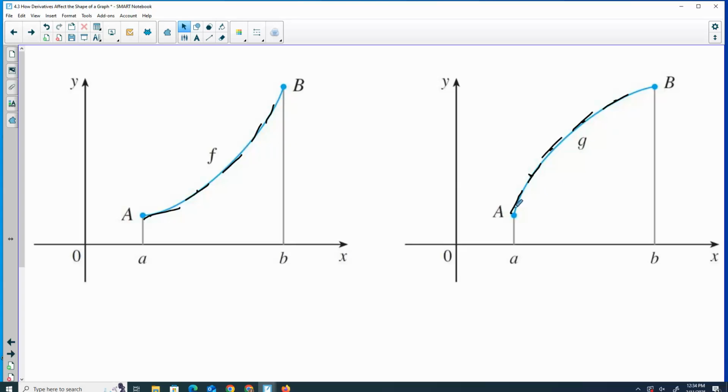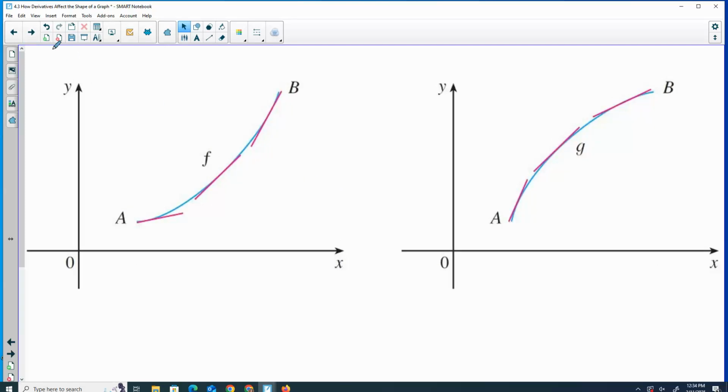This one, these lines are getting less steep, so their slopes are decreasing. So that's when the second derivative is negative. Now this actually has to do with the curve of the graph. This is what we call concave up. It's curving upward. Think about if you finished it off, would it hold water? Yes, that's concave up. This is called concave down. If we finish it off, does it hold water? No, it's curving downward. So that is concavity.